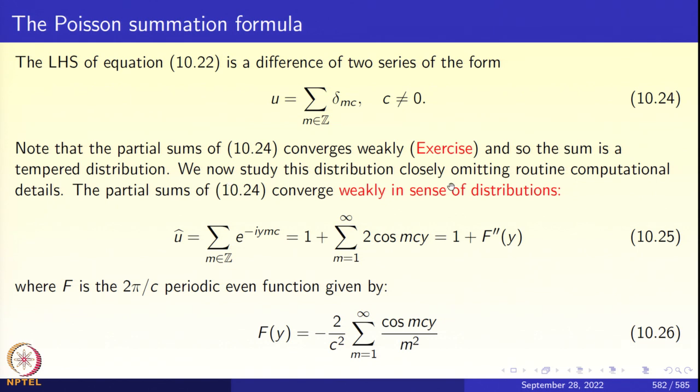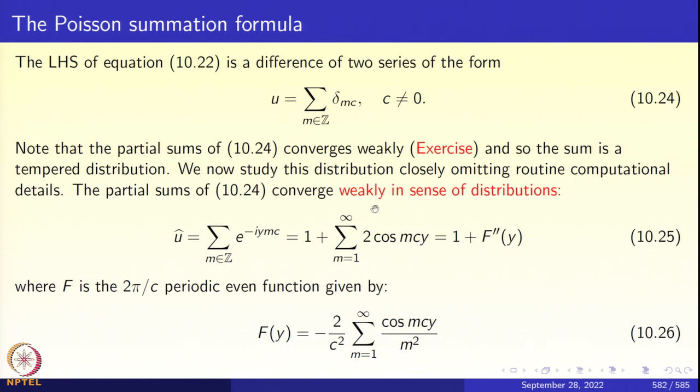Now we want to study this tempered distribution closely. I'm going to omit some of the routine computational details. I'm going to take the Fourier transform of both sides as before. So u hat will be the term by term Fourier transform. The Fourier transform of the Dirac delta is e^(-i y mc). And I'm going to combine the exponentials with opposite signs as 2 cosine(mcy). Now, this summation here converges in the sense of distributions.